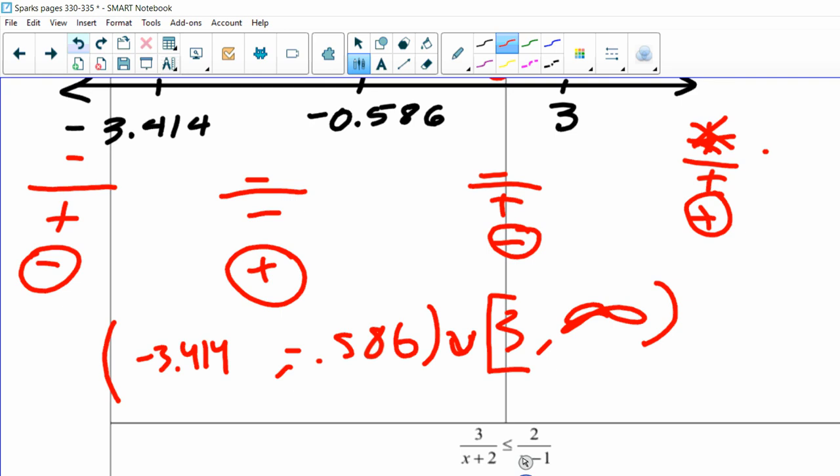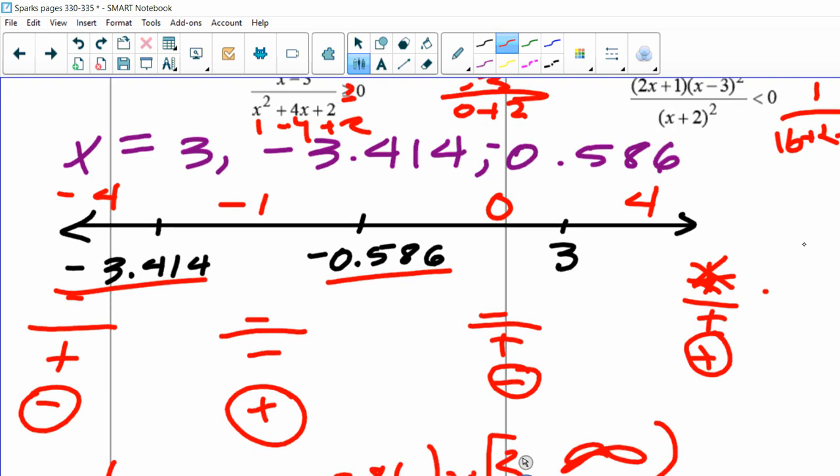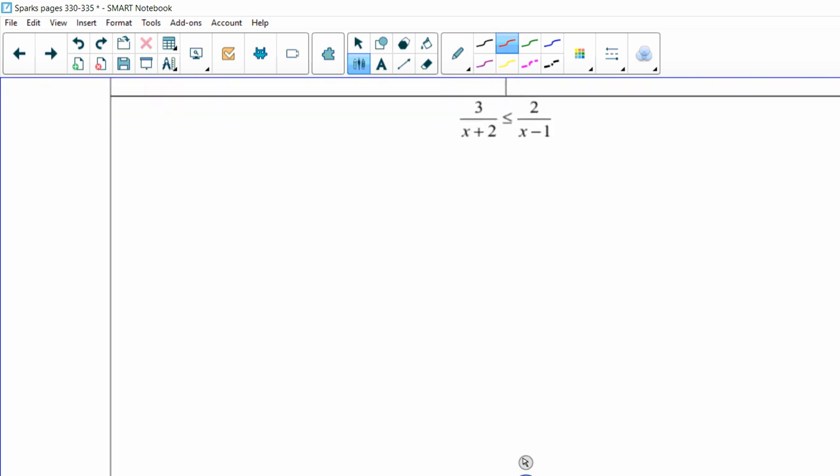Now, let's just remember, why are these two numbers not included? Because they made the denominator 0, which means they made the fraction undefined. Good. There you go. We know what we're doing. We got this. Done. Good.